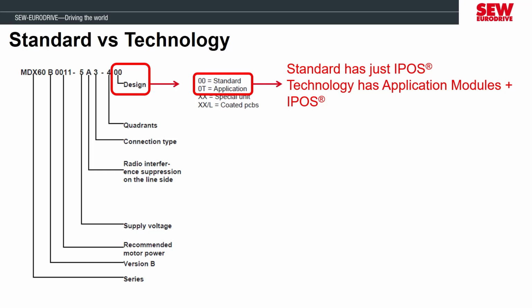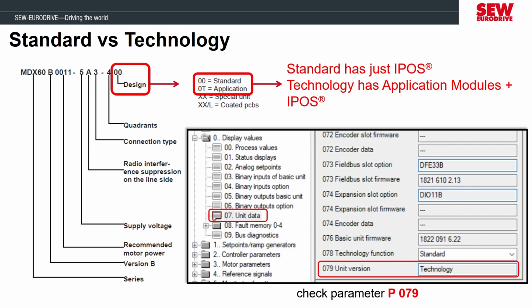If you have access to the stickers on the MOVIDRIVE, you can see which application level it was ordered with. You will look at the last two characters and see if it shows 00 or 0T. If you can't see the stickers on the MOVIDRIVE, you can check parameter 079 and read the application level there. It will either say standard or technology.